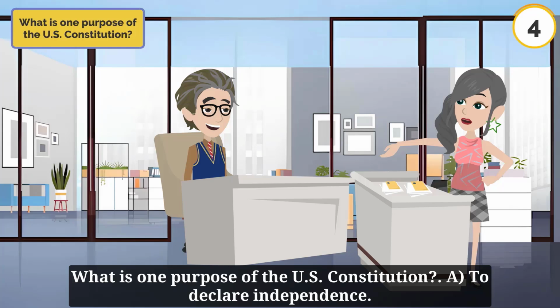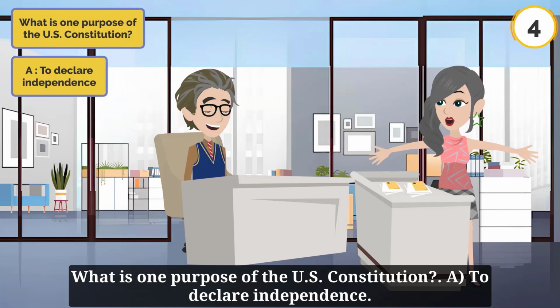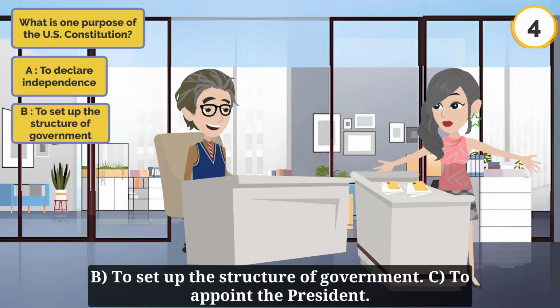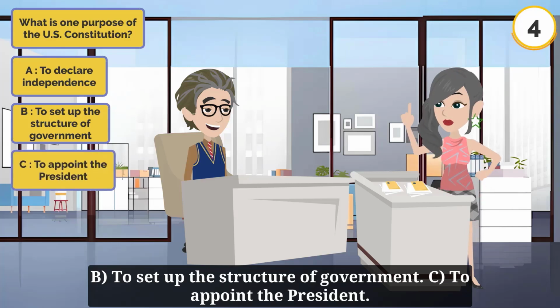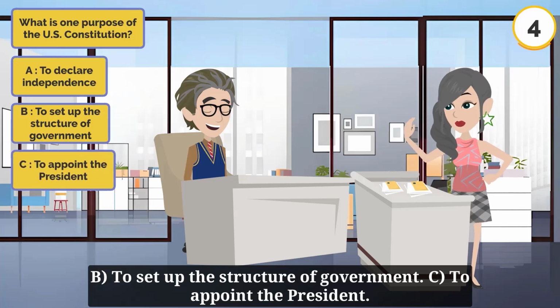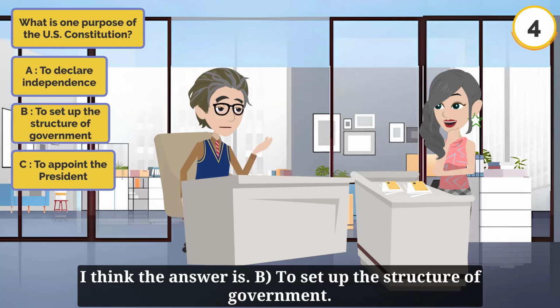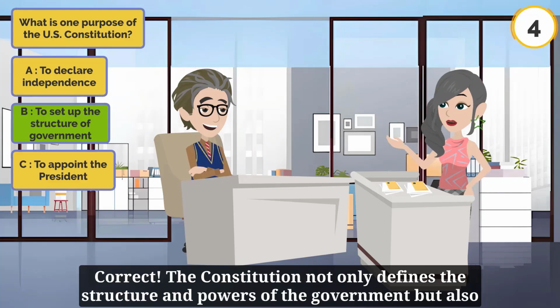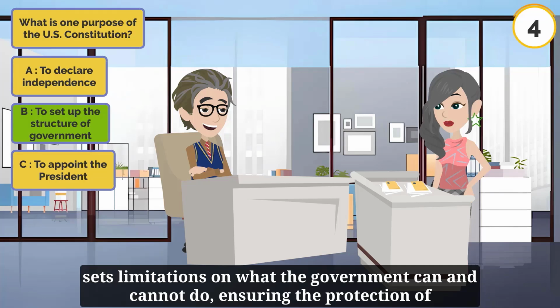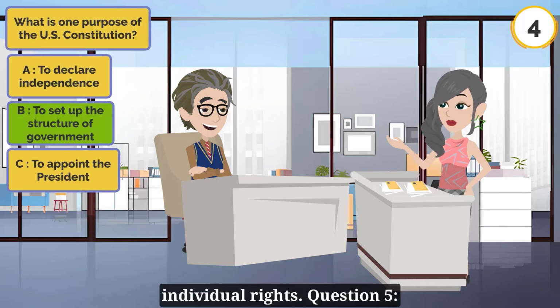Question 4. What is one purpose of the U.S. Constitution? A. To declare independence. B. To set up the structure of government. C. To appoint the president. I think the answer is B. To set up the structure of government. Correct. The Constitution not only defines the structure and powers of the government, but also sets limitations on what the government can and cannot do, ensuring the protection of individual rights.